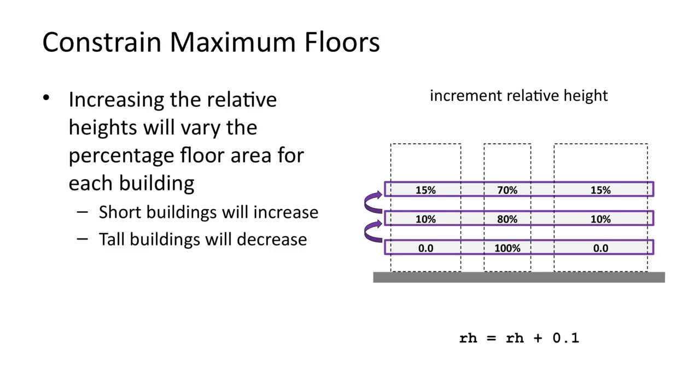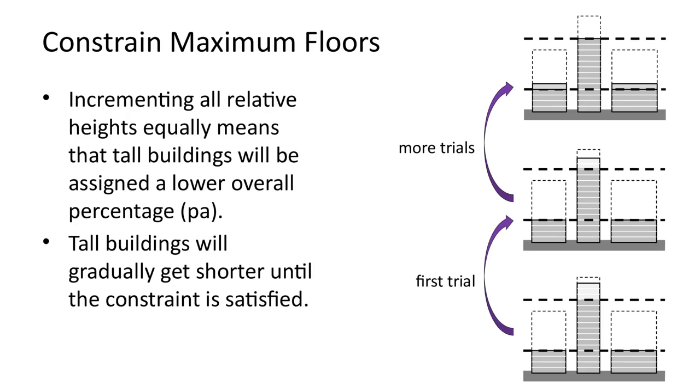Here, the diagram shows the percentages of total floor area. In the first iteration, the middle building had 100% of the floor area. In iteration 2, this reduced to 80%. In iteration 3, it reduced to 70%. The process is repeated until the height of the tallest building comes in under the maximum building height constraint. The final model now has 3 different constraints that are automatically satisfied: the total target floor area, the minimum number of floors, and the maximum number of floors.